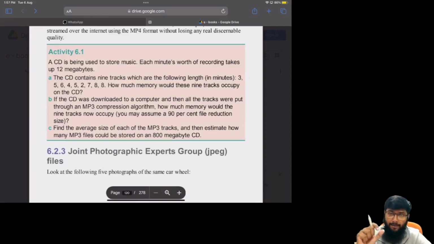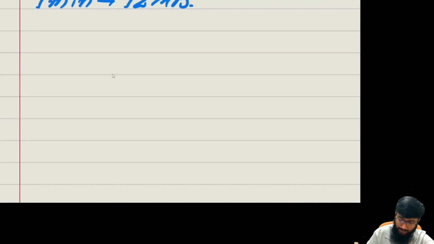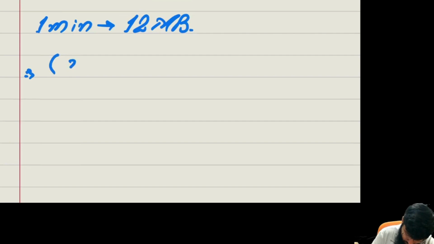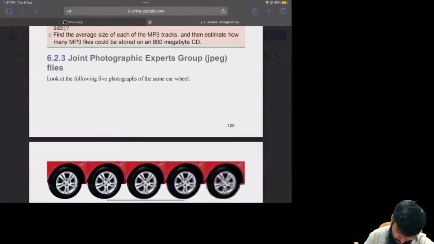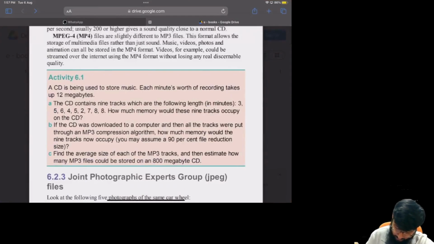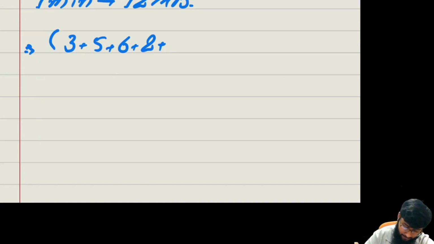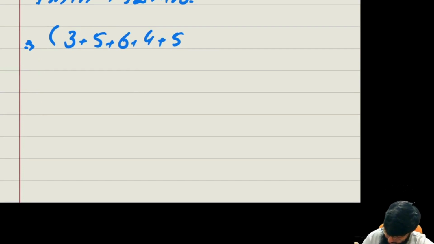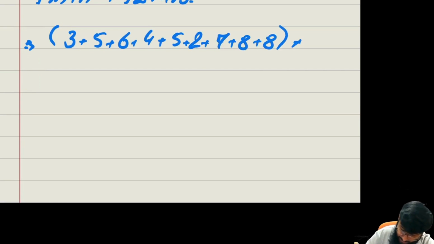So what we can do is add the minutes first and then multiply the result by 12, or we can multiply each minute by 12 and then sum them all together. I'm first of all adding them all together. So that's 3, 5, 6, 4, 5, 2, 7, 8, 8.